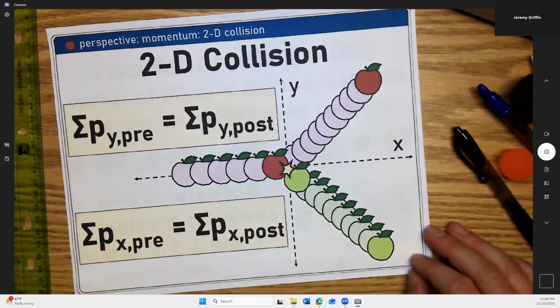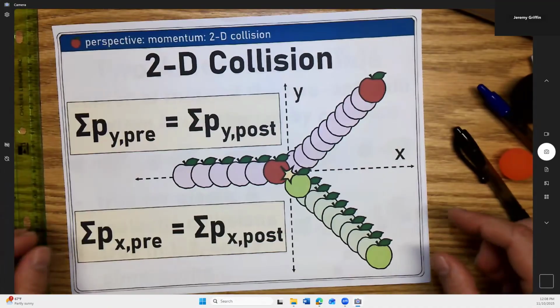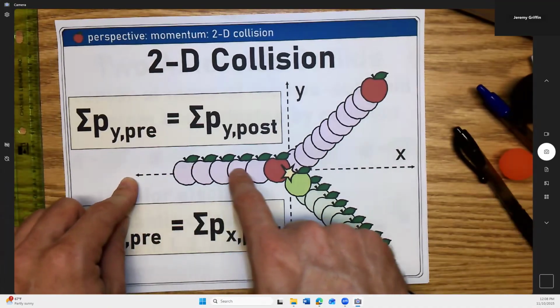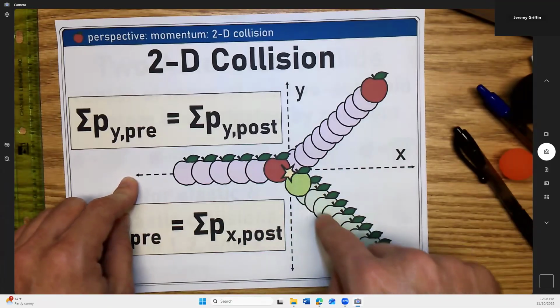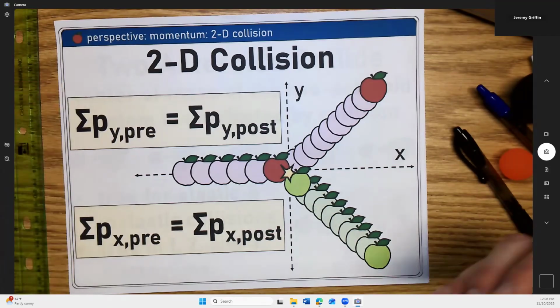How about a general 2D collision? Okay. Now, AP does not really go into 2 dimensions so much, so I doubt they would ask this. But what if you see billiard balls? What if this red billiard ball strikes this green other ball that's just sitting here? Okay. So the guiding principle is this: momentum is conserved along each axis.